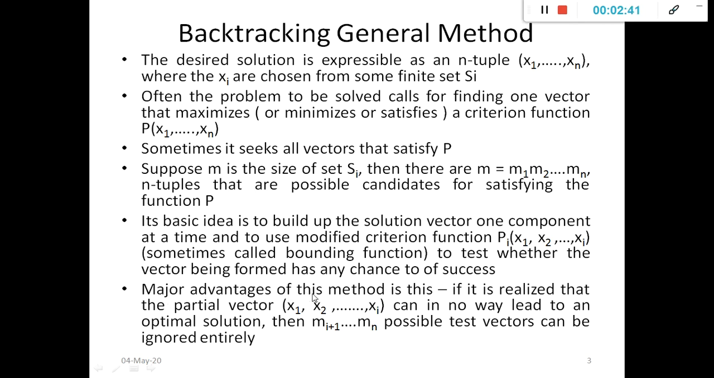The major advantage of this method is this: if it is realized that the partial vector x1, x2, ..., xi can in no way lead to an optimal solution, then mi+1 up to mn possible test vectors can be ignored entirely. So while using the vector, if the partial vector does not lead to any optimal solution, then you have to ignore it entirely.